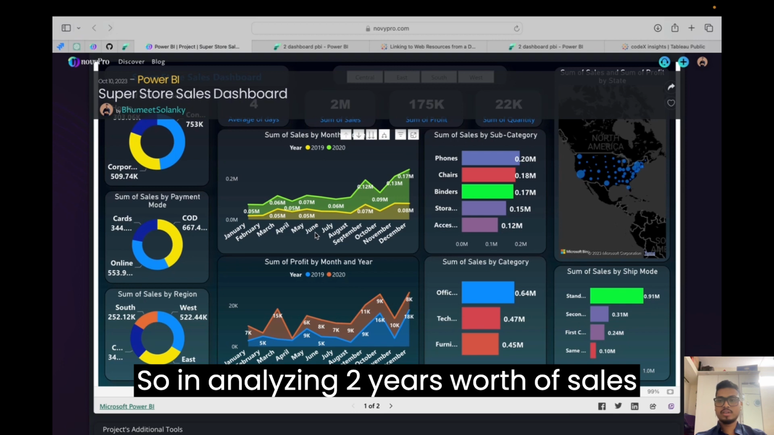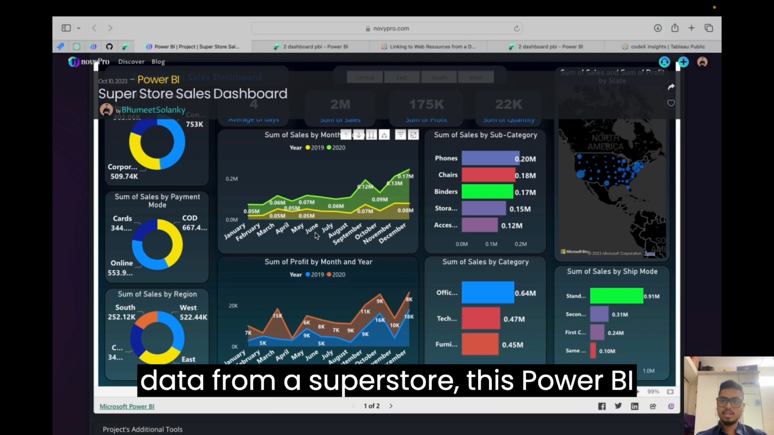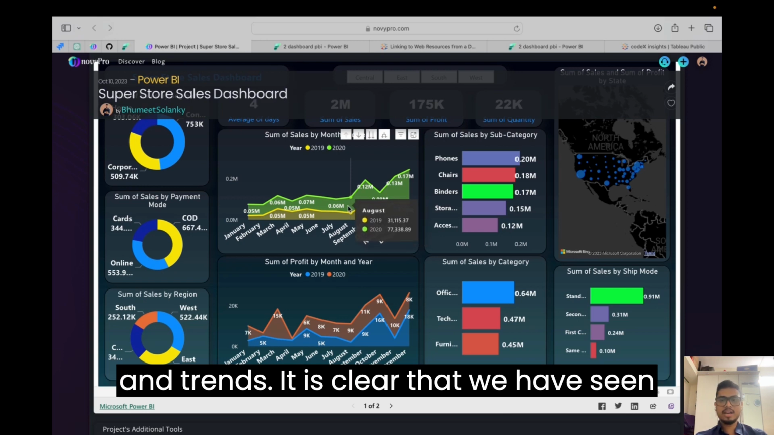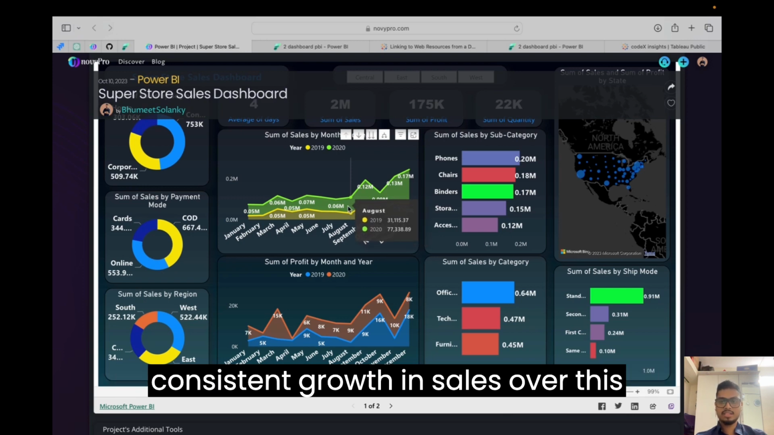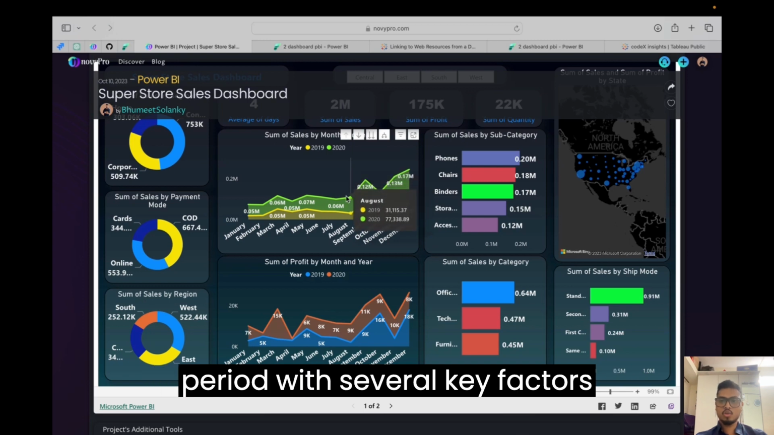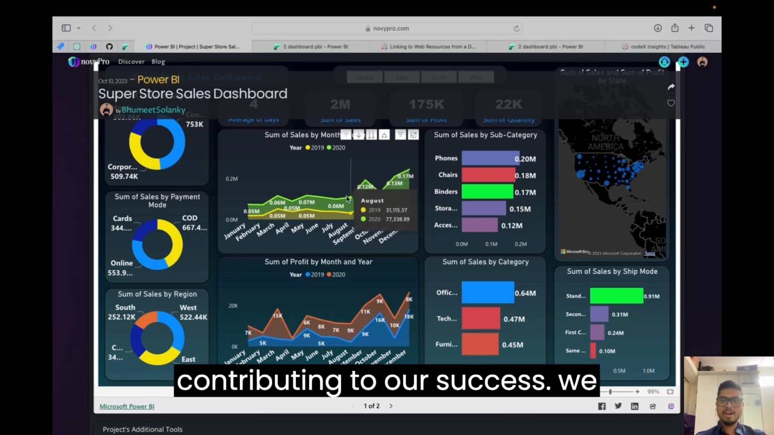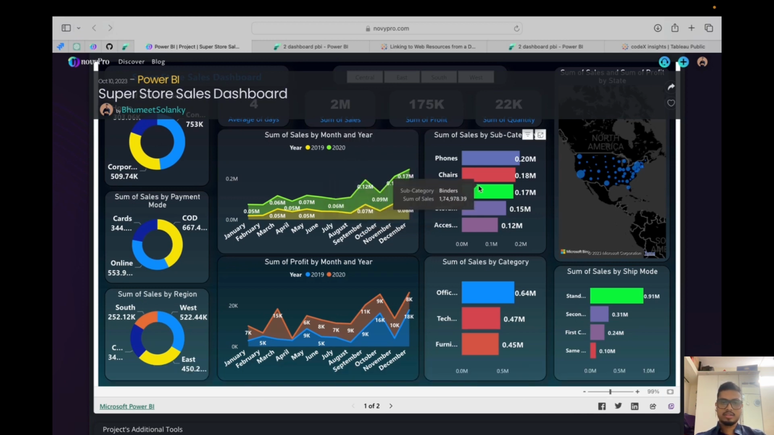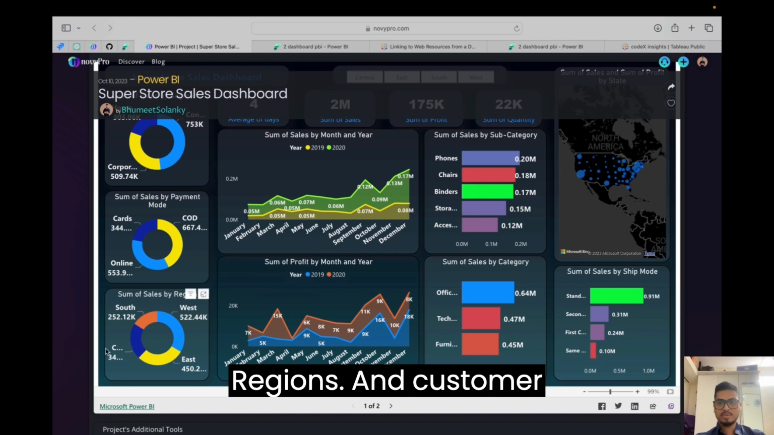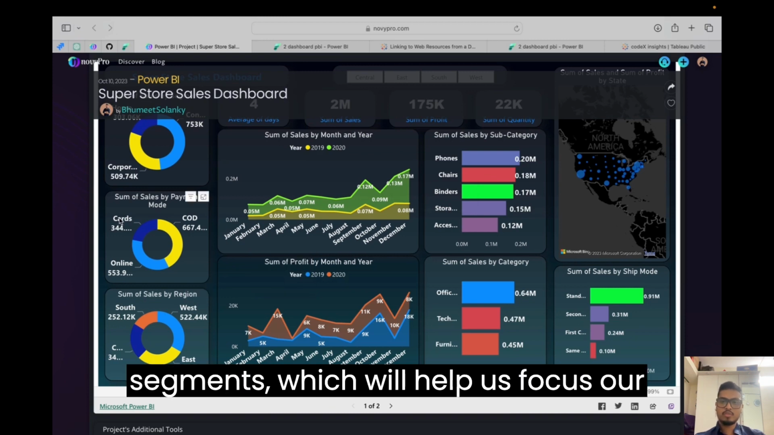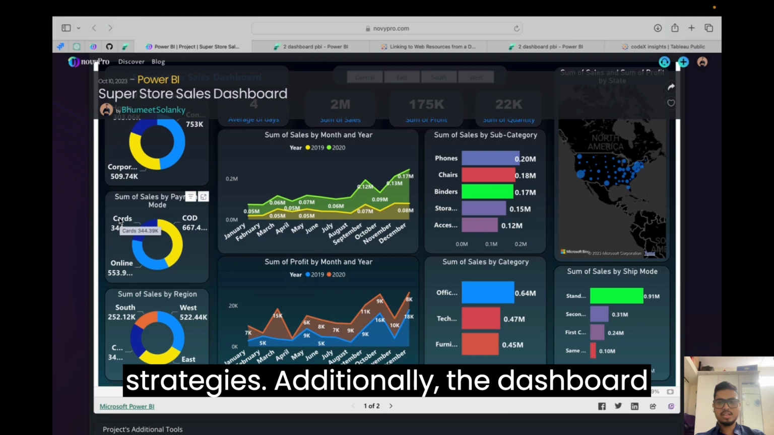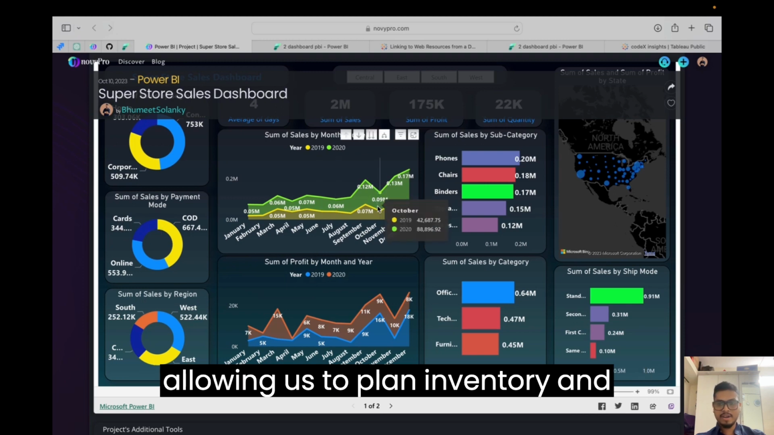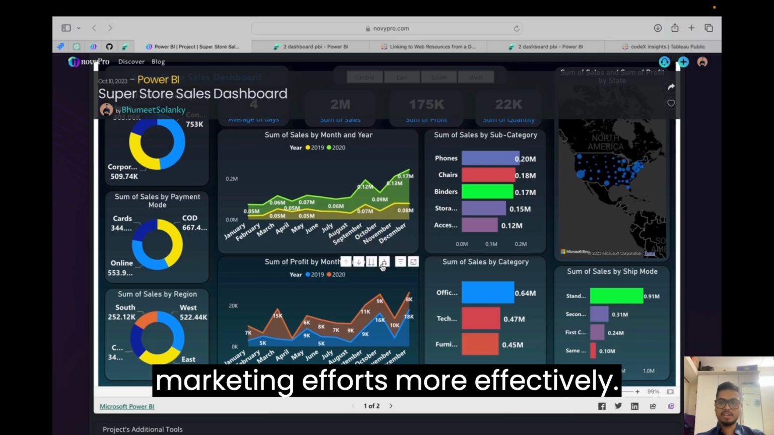So, in analyzing 2 years worth of sales data from a superstore, this Power BI dashboard has provided valuable insights and trends. It is clear that we have seen consistent growth in sales over this period, with several key factors contributing to our success. We have identified top performing product categories, regions, and customer segments, which will help us focus our strategies. Additionally, the dashboard highlights the seasonality of our sales, allowing us to plan inventory and marketing efforts more effectively.